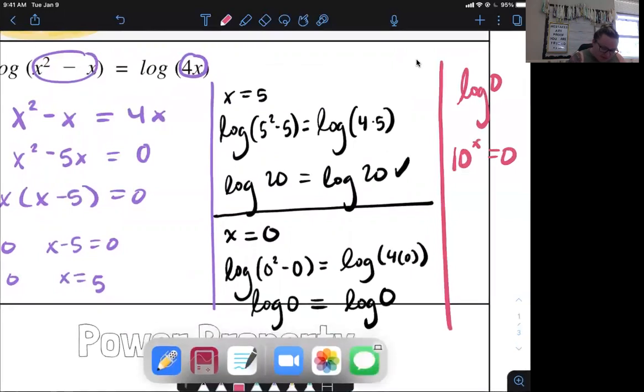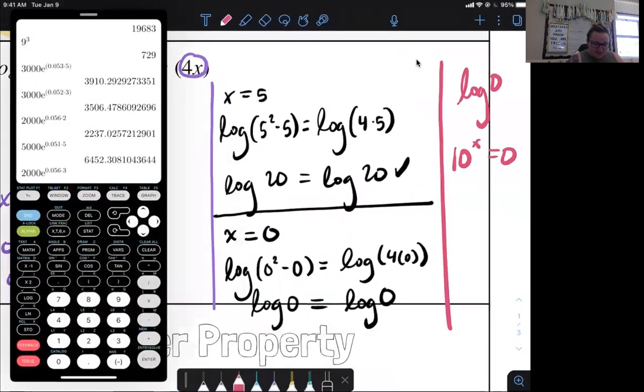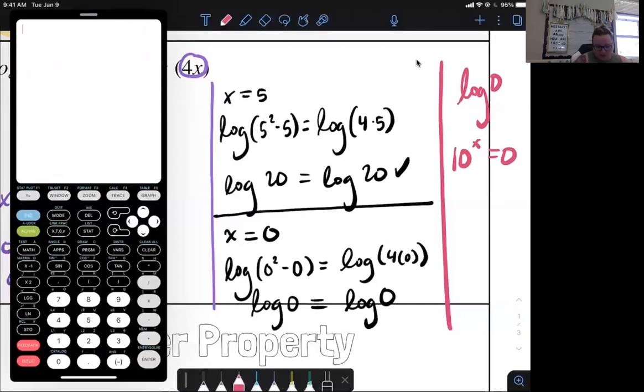Well, we can actually take our calculator and just double check that our suspicions are correct. And take the log of 0. And what does your calculator tell you? Your calculator should give you some kind of error message. Taking the log of 0 isn't allowed. So because taking the log of 0 isn't allowed, that means x can't be equal to 0, and our only solution is x equals 5, because it's the only one that works.